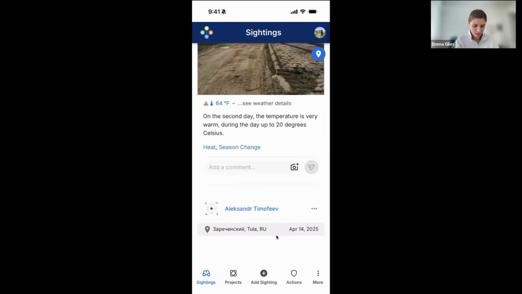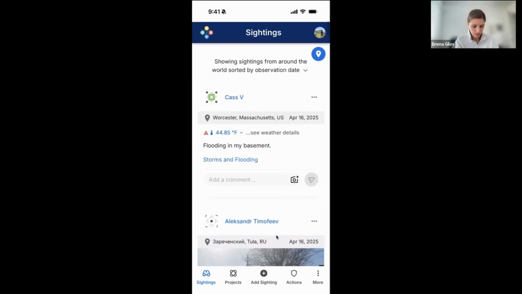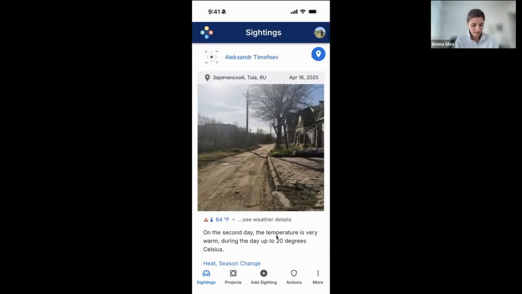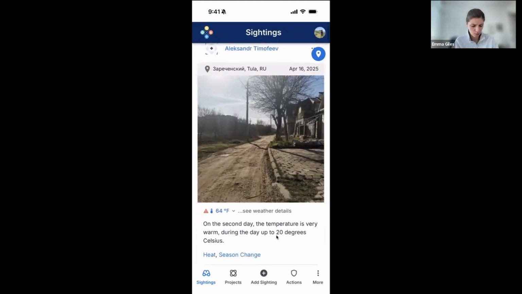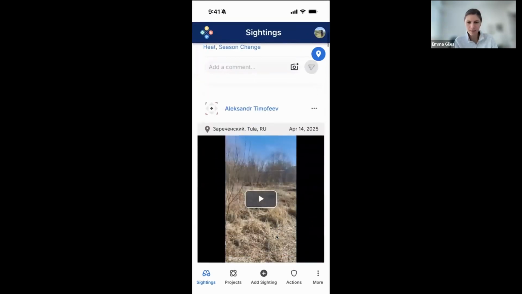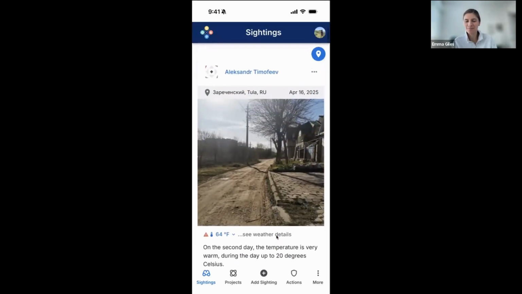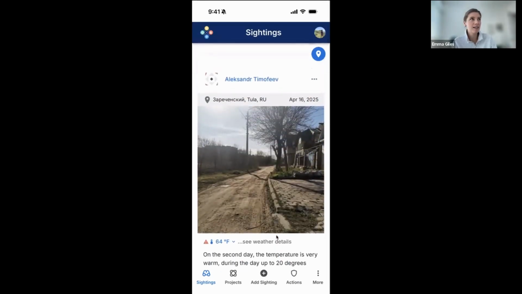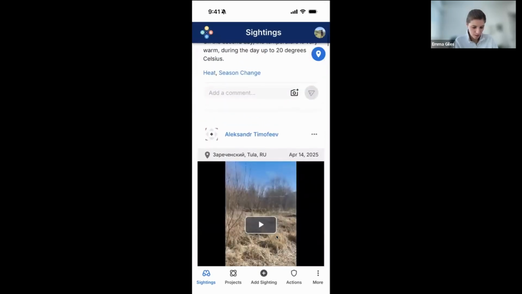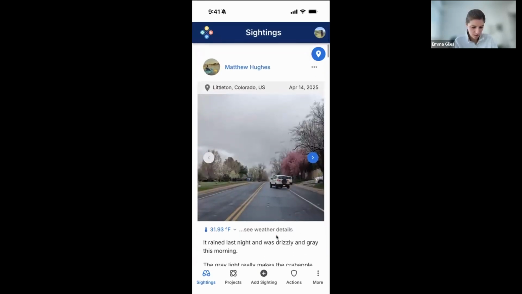So this is my account. Mine is not specific to location right now, which is crazy. This is the world. So we have your flooding in your basement. We've got, I think this is in Russia. Cool. On the second day, temperature is very warm during the day, up to 20 degrees Celsius. Wow, so warm. What is that? That's like 70-something degrees, I want to say. Yeah, I think so. Super warm. This person must be a very good observer because they have a lot.